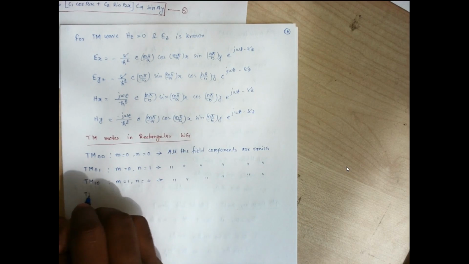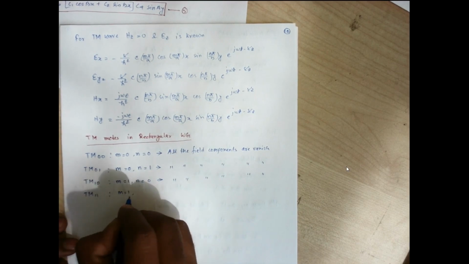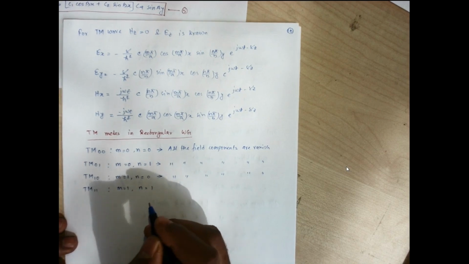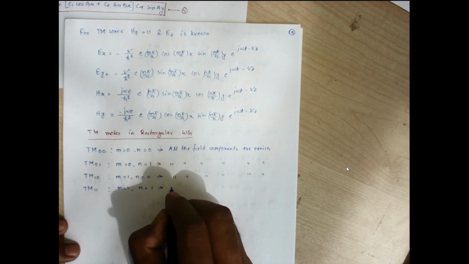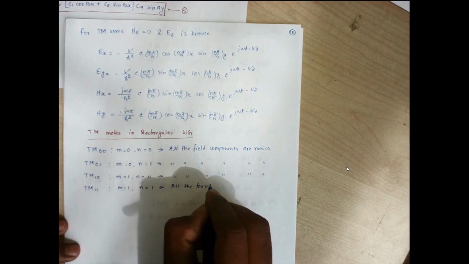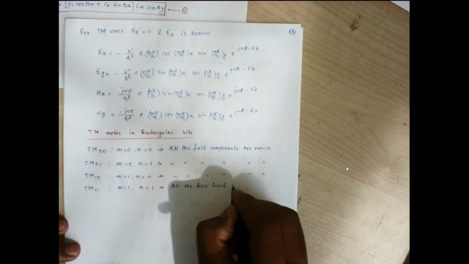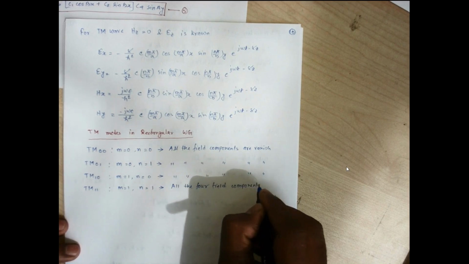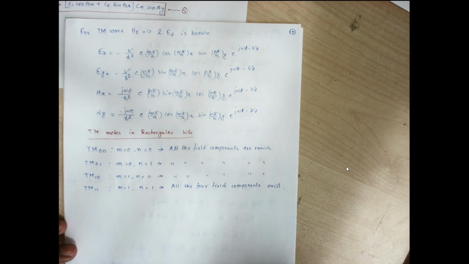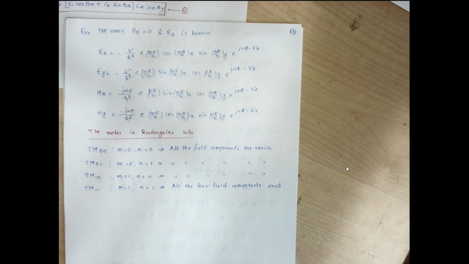Let us check 1 1, m is equal to 1, n is equal to 1. Now for m is equal to 1 and n is equal to 1, all the four field components will exist, right? So if we have non-zero values of m and n, then the modes will exist. We can say starting from TM11, all higher order modes will exist.